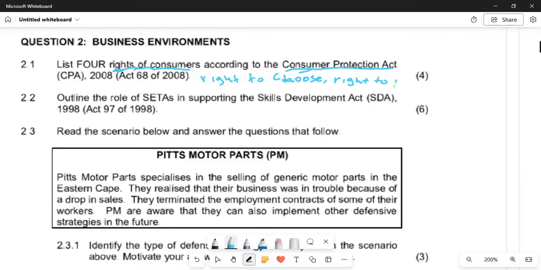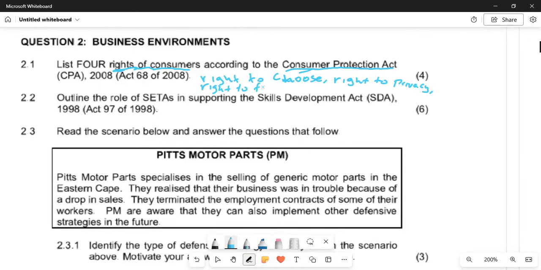Also, the right to privacy. This means that consumers' personal information should be protected and kept confidential by business. That is that.